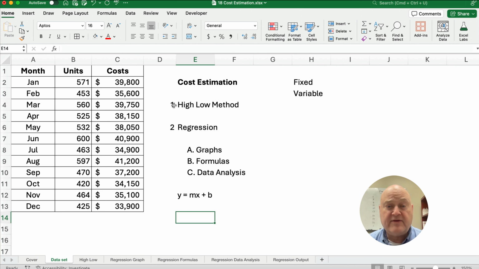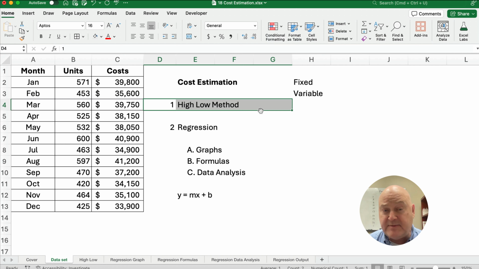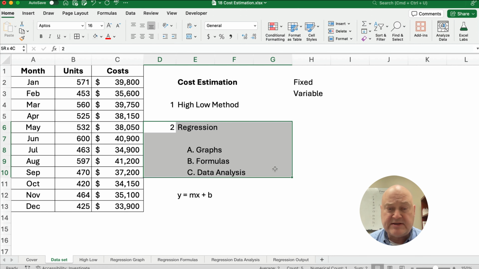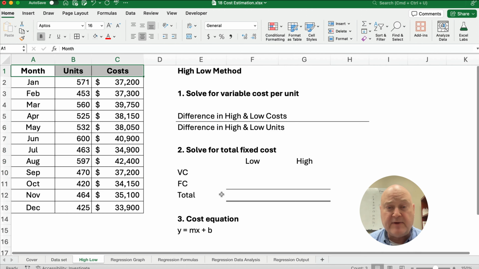Now, we're going to work with the high-low method. That's an easy method. You only need 2 data points. And then we're going to do regression, and I'll show you 3 different ways you can show this in Excel. You can model it with graphs, with formulas, or with the data analysis tool. So let's get started with the high-low method.